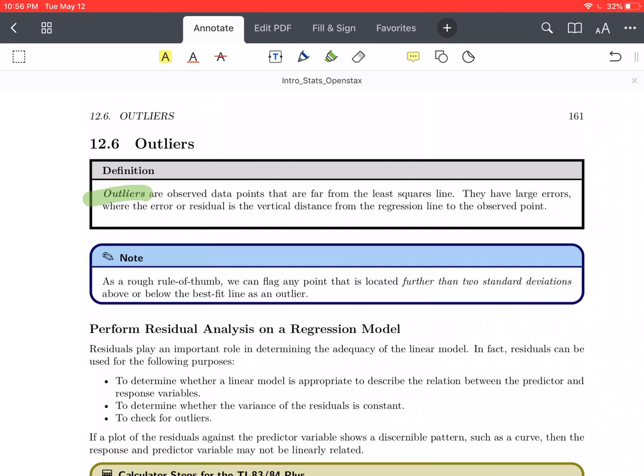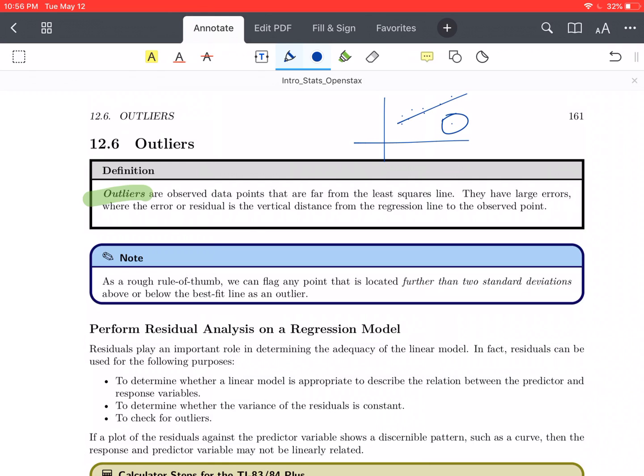They have large errors, where the error or residual is the vertical distance from the regression line to the observed point. We have a mental image of what an outlier looks like: if we have a bunch of data points in here, and then our linear regression, and then I have a point that's way down here, something way out of the way, that would be considered an outlier.